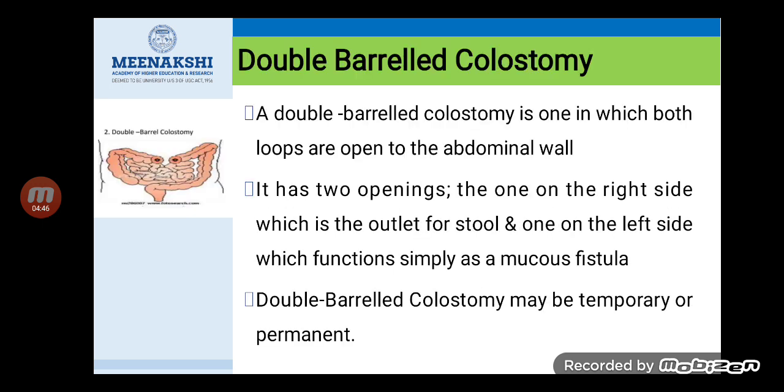This transverse colostomy can be a double-barreled colostomy, which means both loops are open to the abdominal wall. It has two openings, the one on the right side which is the outlet for stool. Another one is on the left side, which functions simply as a mucus fistula. Double-barreled colostomy again can be temporary or permanent.